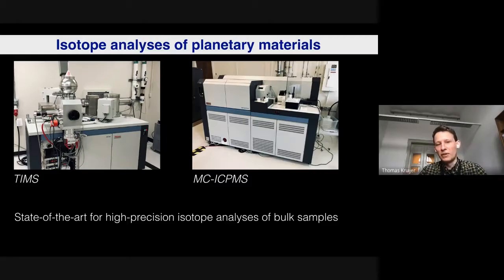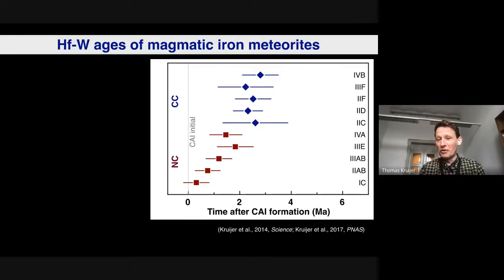And these instruments are basically the state-of-the-art for high-precision isotope analysis of bulk samples, which we also would use for iron meteorites. Now let's have a look at some results. I'm taking a few leaps here, but I basically show you the final result of what we obtained for so-called magnetic iron meteorites. These are the iron meteorites that stem from planetesimal cores, or from the cores of small bodies. And plotted here are data for different iron meteorite groups, I think about 10 different groups.